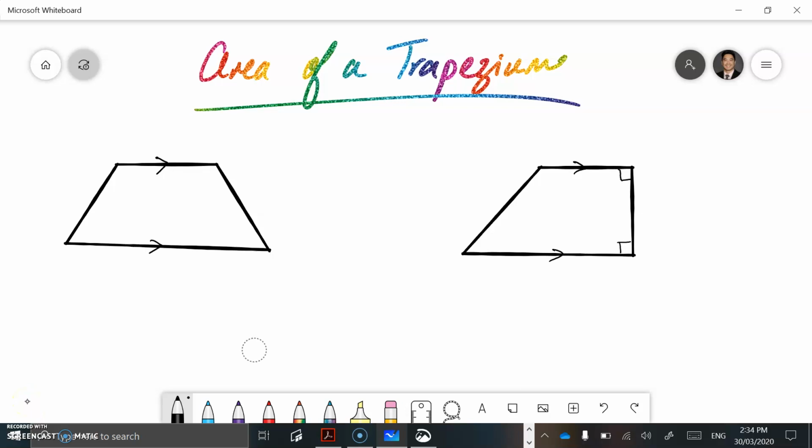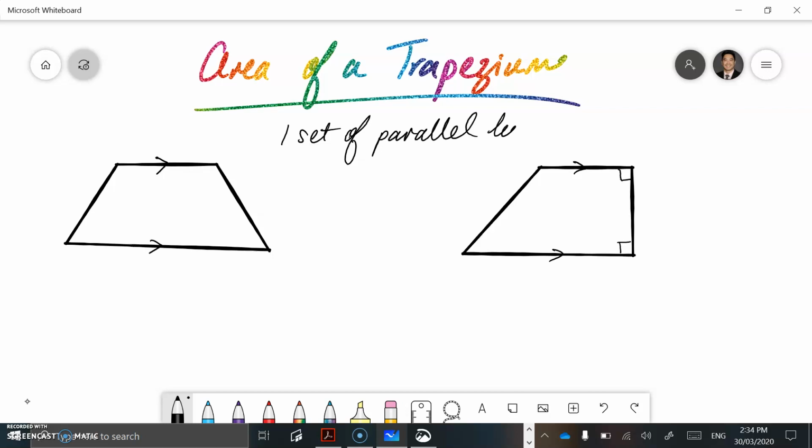Hi guys, in this video we're looking at trapeziums. Okay, so the area of a trapezium. But firstly, before we go to that, I want to clarify what trapeziums are. And I guess it's a four-sided shape, but it has one set of parallel lines.